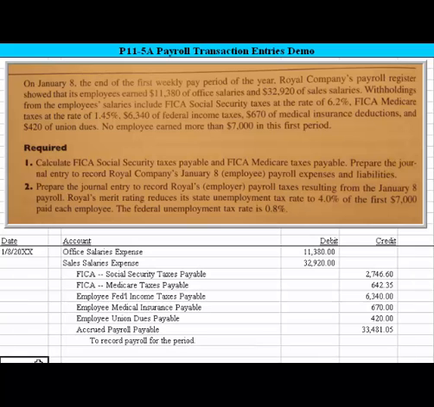Okay, now let's look at part 2. The second requirement wants us to prepare the journal entry to record the employer's payroll taxes associated with the information provided above in the entry that we just worked in the first requirement. They give us a little bit more information. Royal has a merit rating system for its state, so its state unemployment tax rate is 4% of the first $7,000 paid to each employee, and the federal unemployment tax rate is 0.8%. Let's tackle that. Let's slide up so we have a little bit more room.